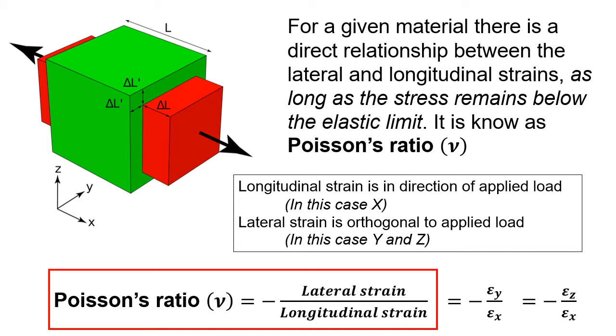And we can see here this minus is important because if we consider the example here, the x direction is a positive strain, but in the y and the z directions the dimensions will actually get smaller, so that's a negative strain. So we can see simply that our Poisson's ratio is equal to minus the strain in the y over the strain in the x, and also minus the strain in the z over the strain in the x.